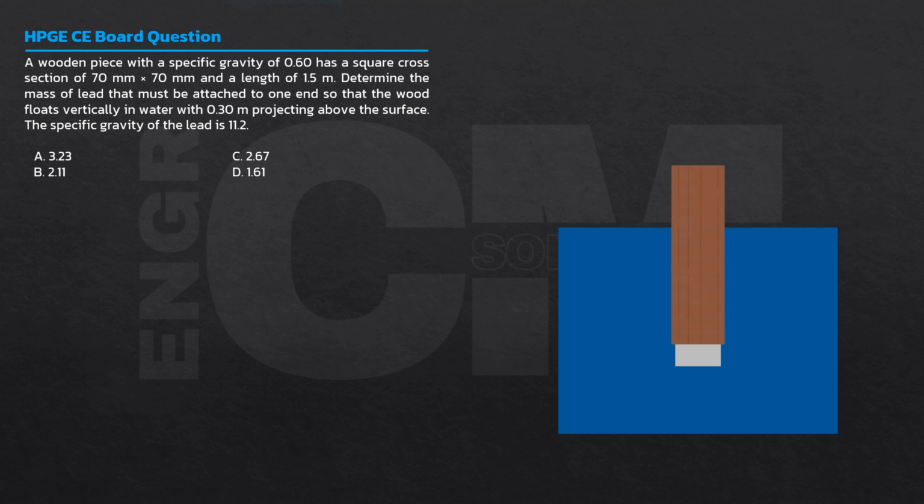Yung wood natin is oriented dito, dahil supposed dito yung lead, nilagyan natin ng lead. So the cross-section is 70 mm square. It's not area, hindi niya sinabing 70 square millimeter. Iba yung 70 square millimeter at 70 millimeter square. So square yung ating section with a dimension of 70 by 70 millimeters. Yung length ng wood is 1.5 meters.